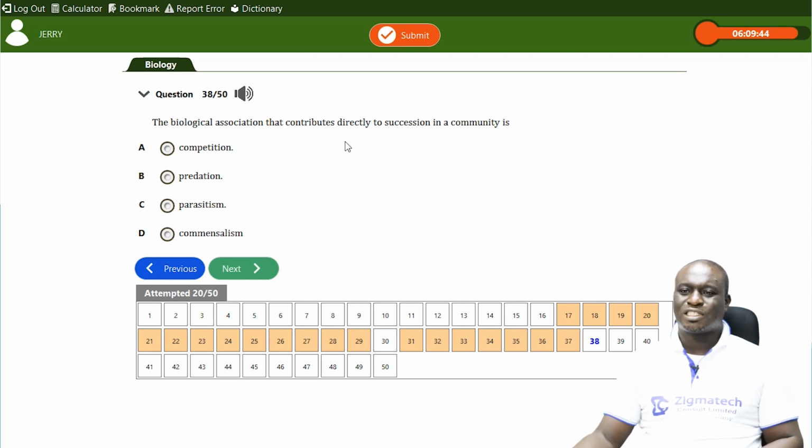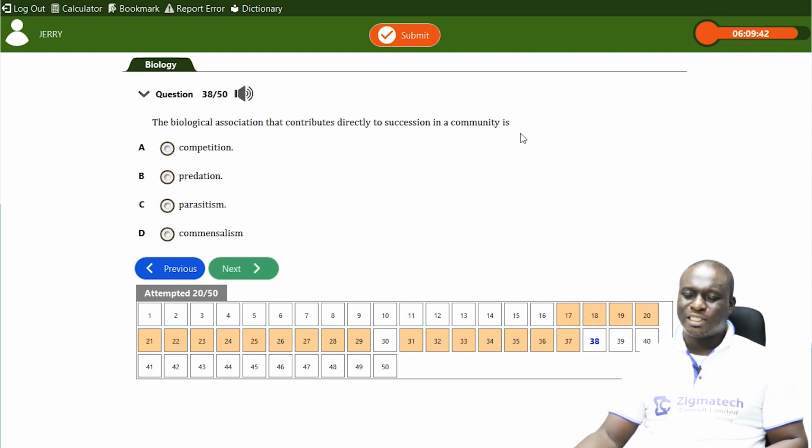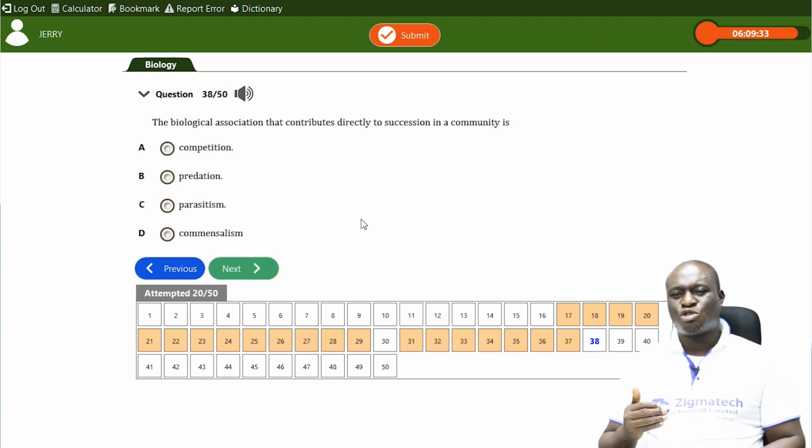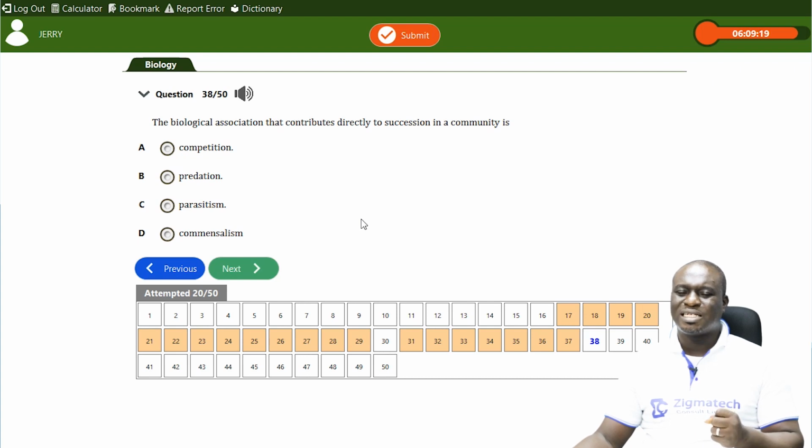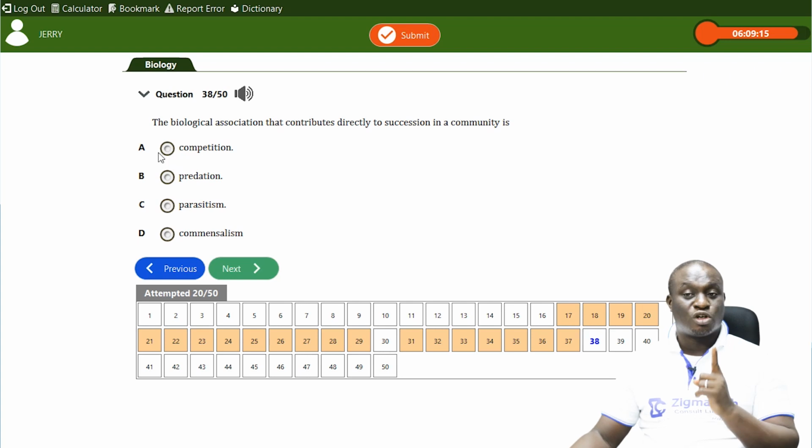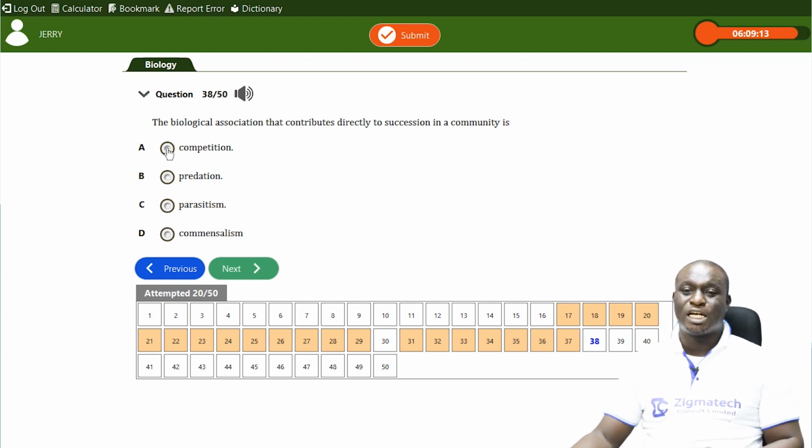directly to succession in a community. Now, succession has to do with a gradual change that is being observed in organisms from simple forms to more complex forms. Most times, one of the things that brings about succession, in terms of biological association, is competition.